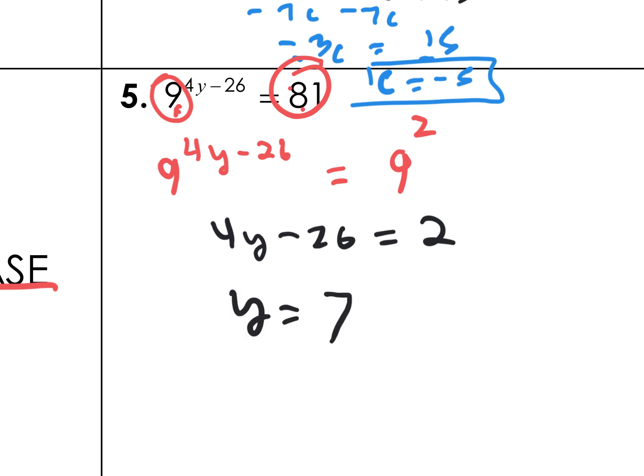Who does not see where I came up with the 7? I added 26 to both sides. That gave me a 28. Then I divided by this 4. So I divided by 4 and I got the 7.